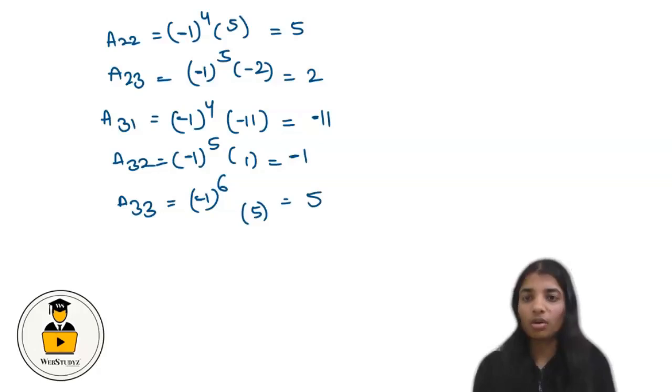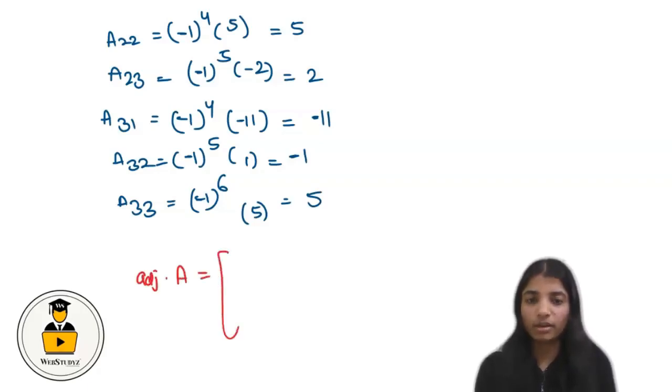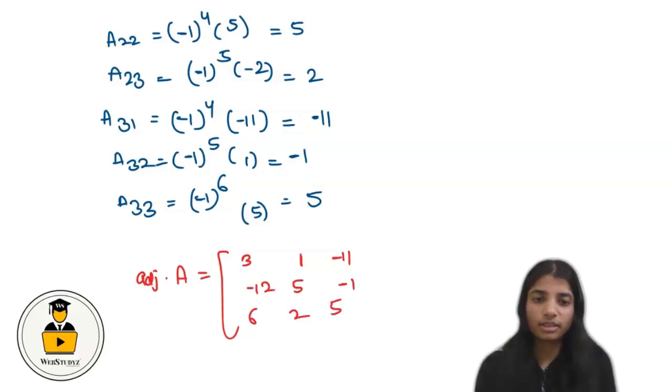Now we have all these values of cofactors. So we can say that the adjoint of the matrix, plugging in these values, is the transpose of the cofactors matrix: 3, 1, minus 11, minus 12, 5, minus 1, 6, 2 and 5. So this is the answer to the given question.